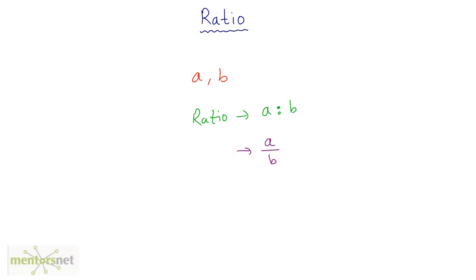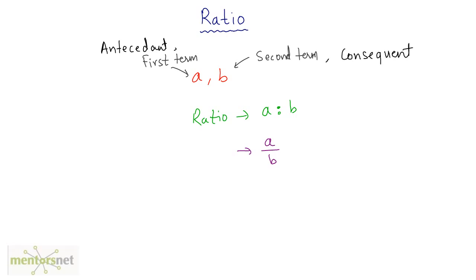Let us now look at the terminology which is used in ratios. So this a is basically the first term, the numerator, and b is the second term. Now this first term is also called an antecedent, and the second term is also called a consequent. So you should know these terms. Sometimes there are questions that make use of these terms, so you need to know these.